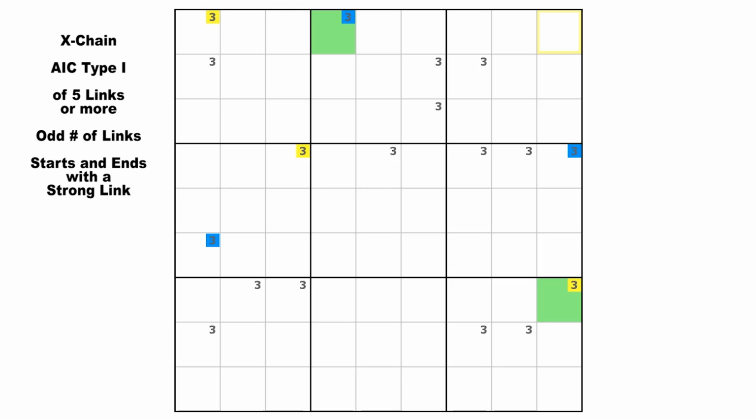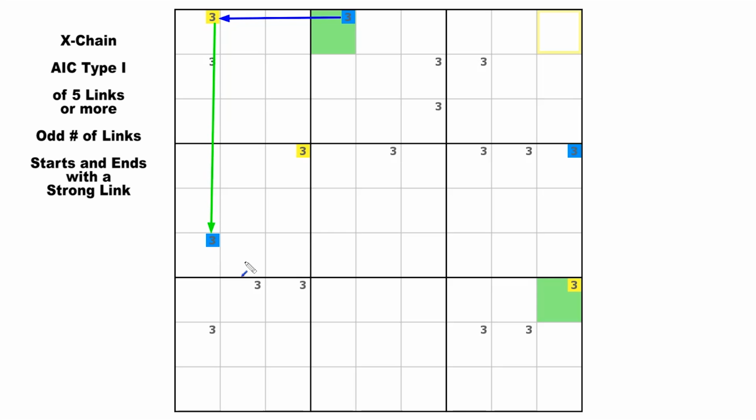All right, here we have an X chain of 5 links. Let's start up in row 1. There are only 2 candidate 3s in row 1, so there's a strong link between them. They are a conjugate pair. So if this blue 3 is false, the yellow 3 must be true. And if the yellow 3 is true, then that negates all the other 3s in column 1, including this one, so this blue 3 must be false.